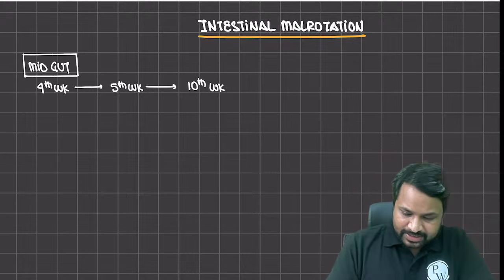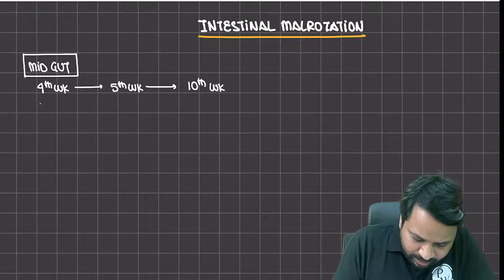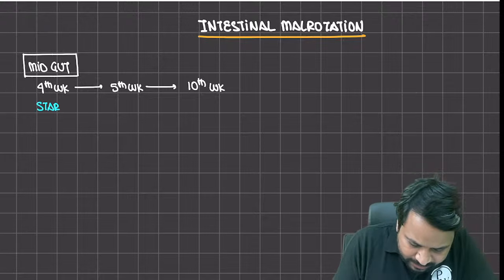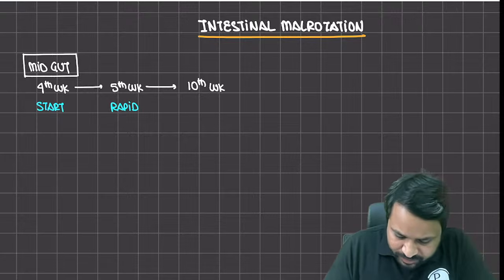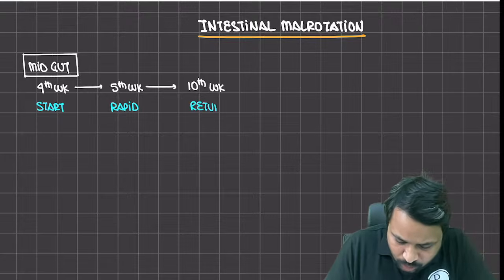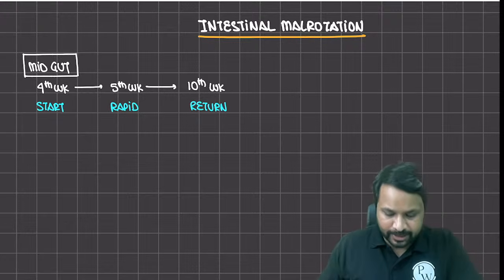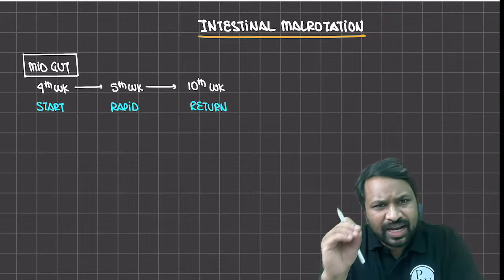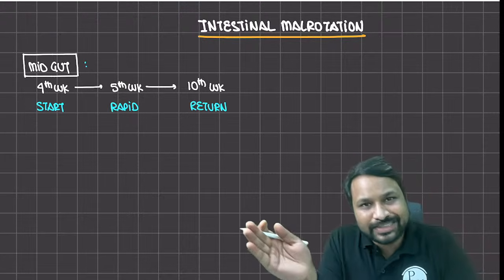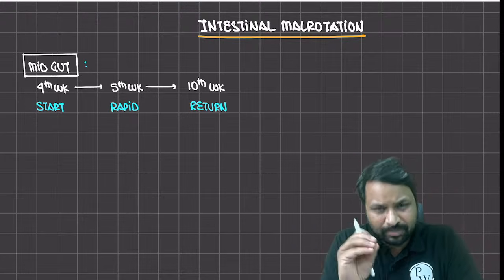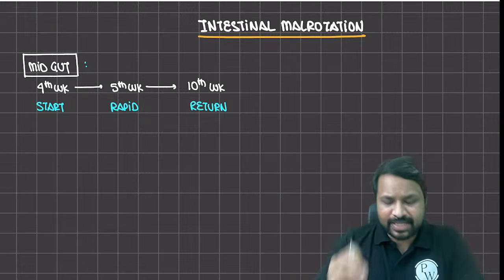Okay. So yesterday we spoke about it. The development is going to start at the 4th week. The rapid growth phase is going to be the 5th week and the return to home is going to be on the 10th week, right? Now, I told you the midgut's development is going to be extracoelomic, that is, through the umbilical ring, it goes out and starts to develop.